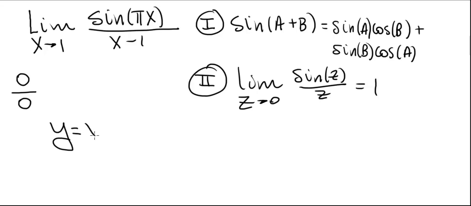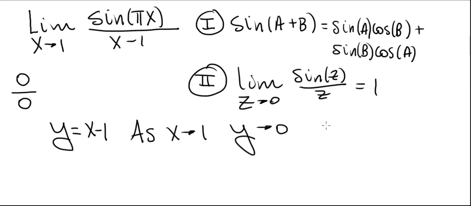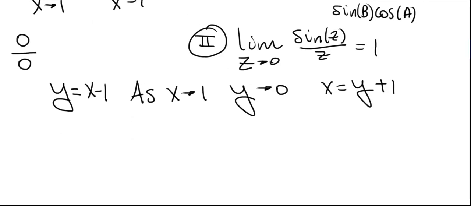Let y equal x minus 1. As x approaches 1, we note that y approaches 0, and solving for x, x is equal to y plus 1. So we want to next rewrite this limit in terms of variable y, and this will look like this.